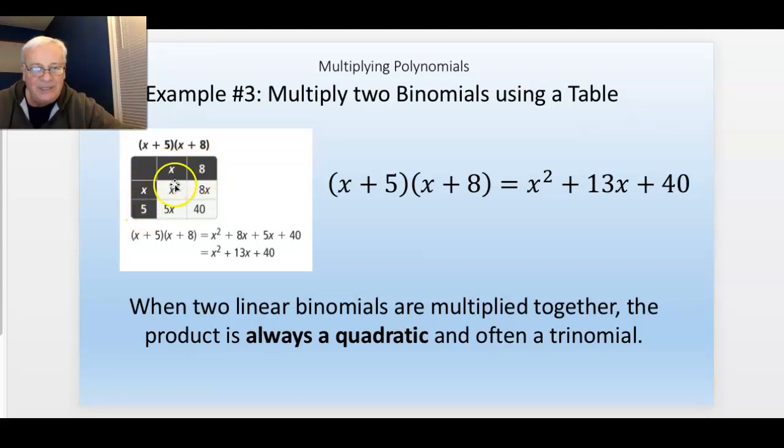And then just go x times x, well, that's x squared. And x times 8, that's 8x. And just fill out your table. There's the 4 terms right there. And quite often, along this diagonal, you have like terms, and you can combine them together. Okay? And again, read what this says down here. When two linear binomials are multiplied together, the product is always a quadratic, and it's often a trinomial. Not always, but often.